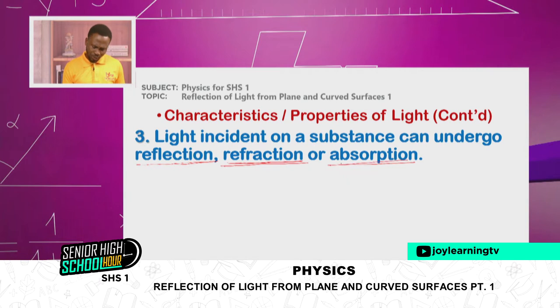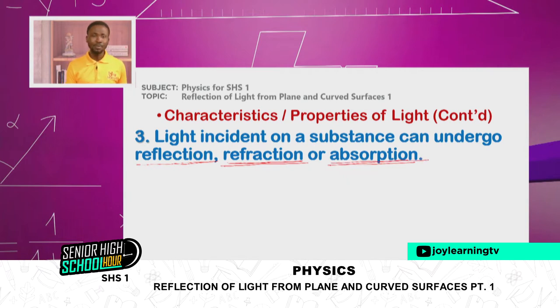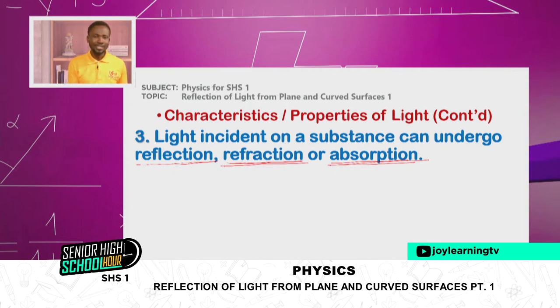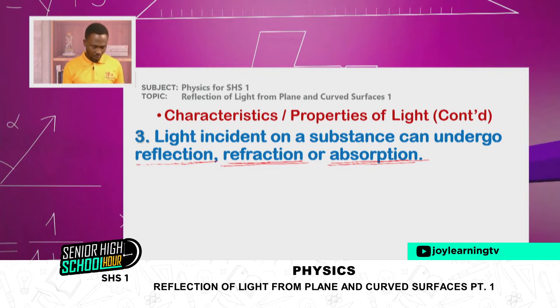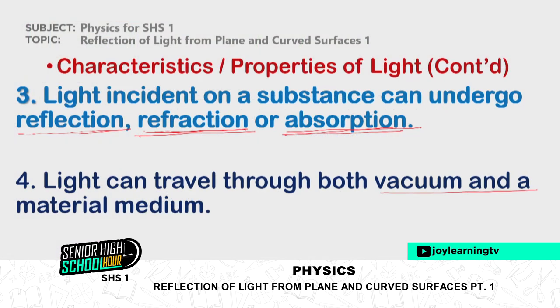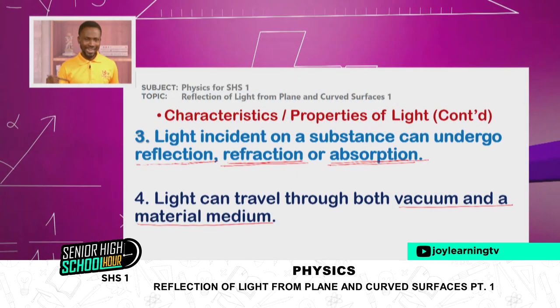Then the light ray can also be absorbed. That means the light would be incident on a soft surface and the surface absorbs the light ray. When that happens, we say light has undergone absorption. Good. Then we can also say light can travel through both vacuum and a material medium. Light can travel through both vacuum and a material medium. That is the reason why we are saying light is an electromagnetic wave. So if there is just a vacuum, an empty space, light will go through it.